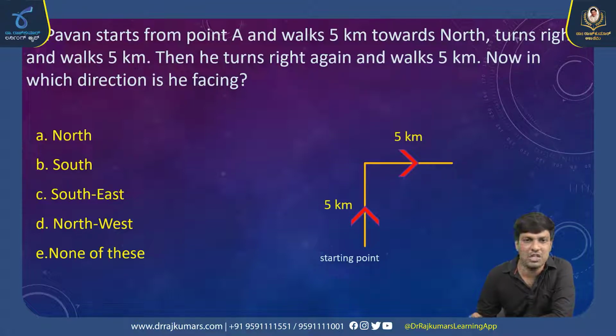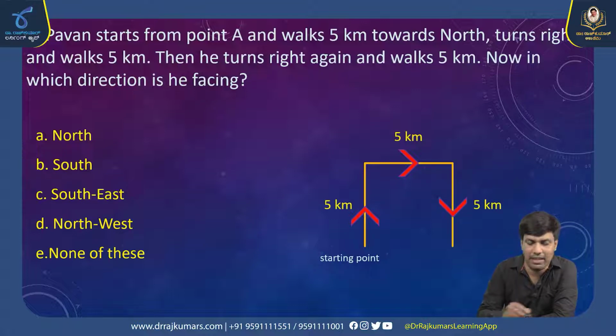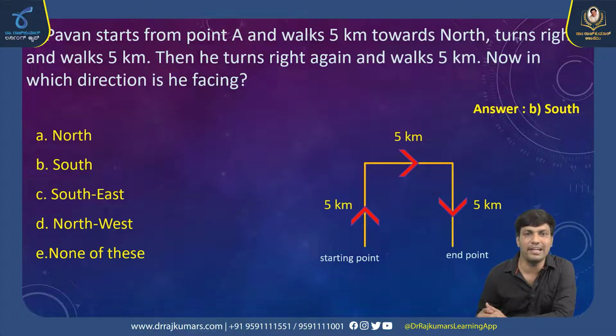In which direction is he facing now? Here they are not asking in which direction is he from the starting point, but they are asking only in which direction he was facing at the last point. At the last point he was facing in a south direction. So the right option for this question is answer B. With this, we are ending direction concept.